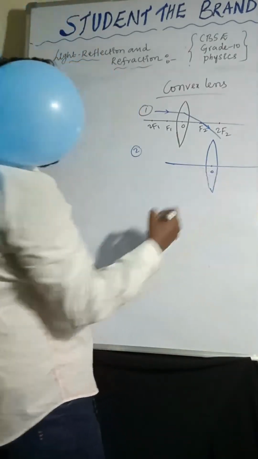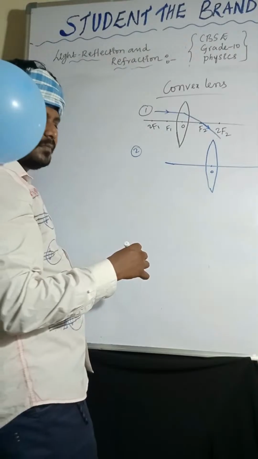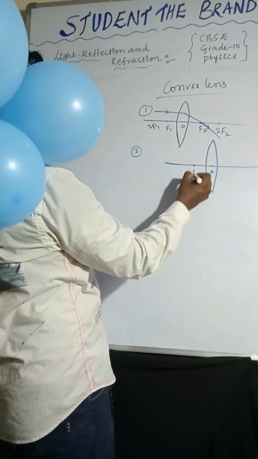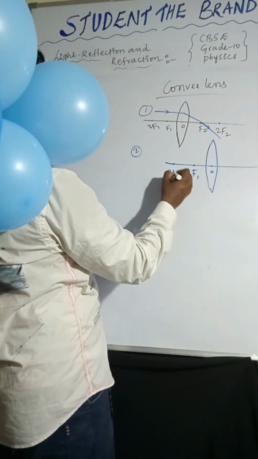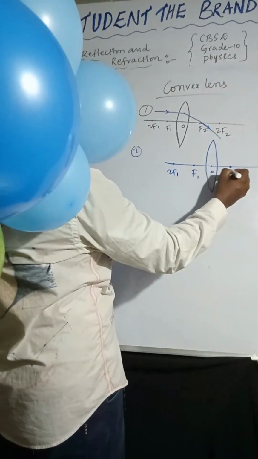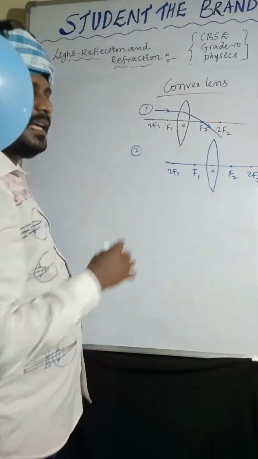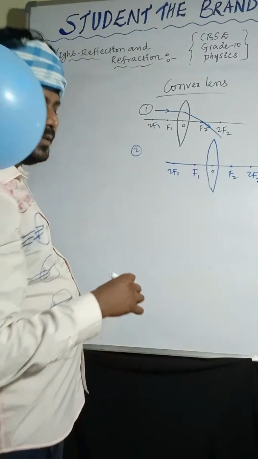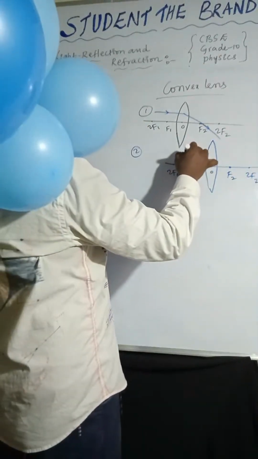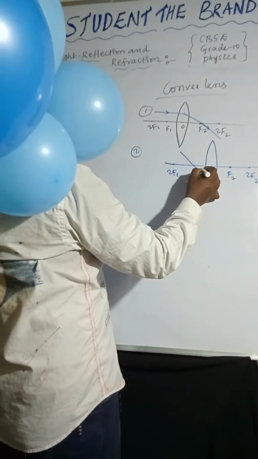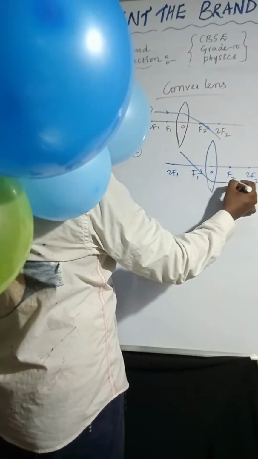And the second one: optic center, F1, 2F1, F2, 2F2. Light rays passing through the focus, after refraction, become parallel to the principal axis.